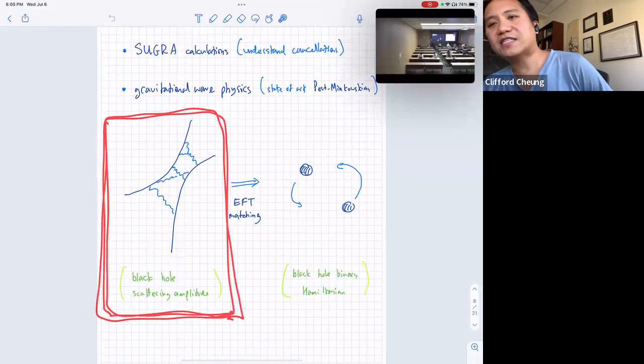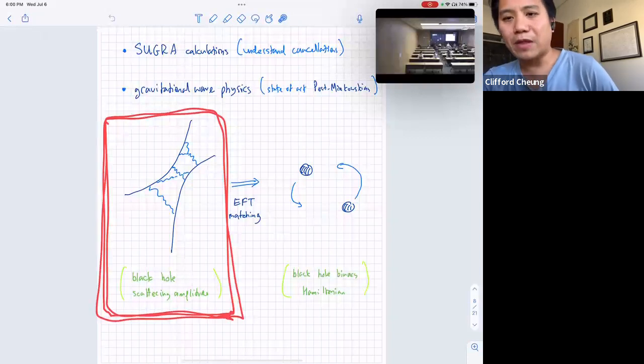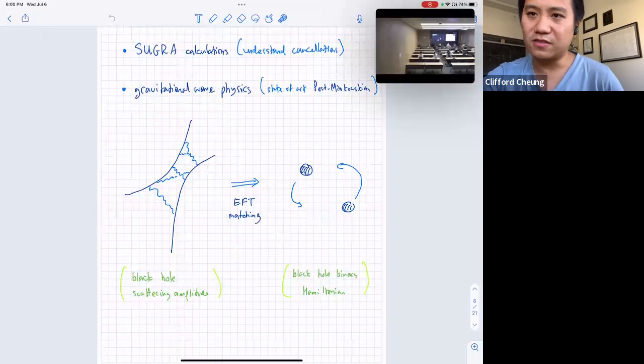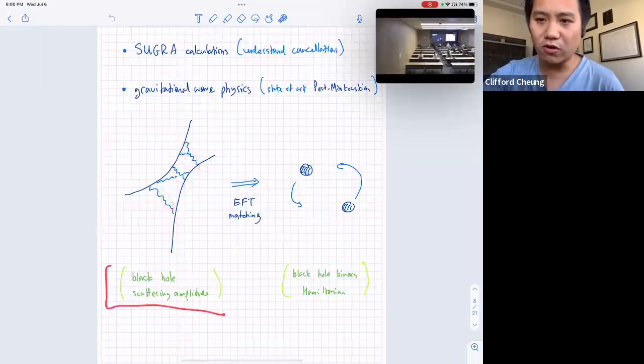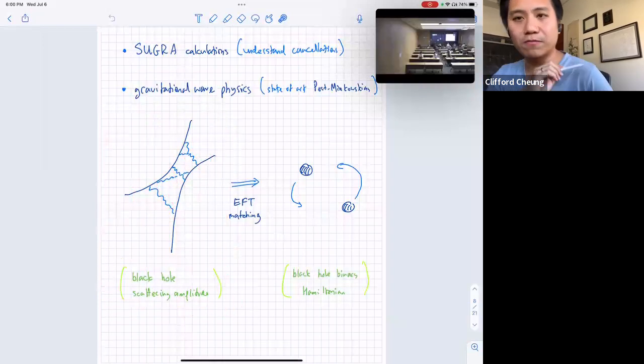If you want to add tidal distortions, then you add higher dimension operators in that effective field theory that add non-minimal couplings. But ultimately, black holes are like point particles in an EFT, and you can compute their amplitudes, which would look like this kind of scattering where there are gravitons being exchanged. So we can compute this with our tools of double copy very efficiently, to very high order.